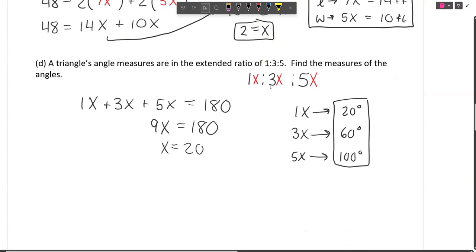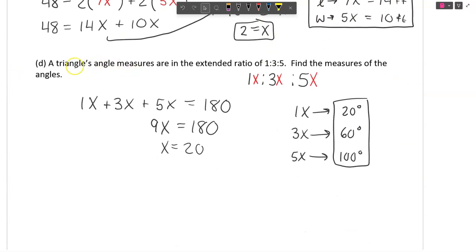For the last example for this portion, we have a triangle extended ratio problem again. So a 1 to 3 to 5, I apply an x to each quantity of the ratio. Since we know the angles of a triangle add up to 180, we set up our equation, we combine like terms, and we divide. Just like the last problem, once we find x, we need to go back and substitute that into each element or each angle of this triangle. So that's going to give me a 20-degree angle, a 60-degree angle, and lastly a 100-degree angle.